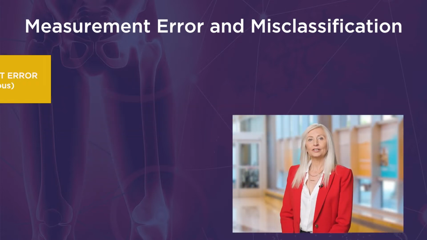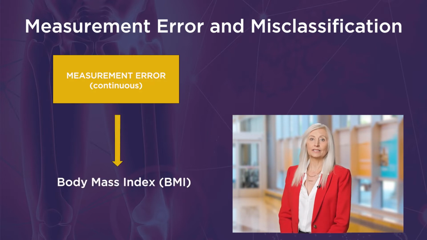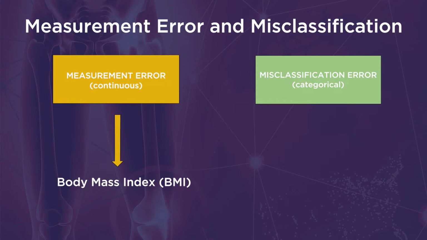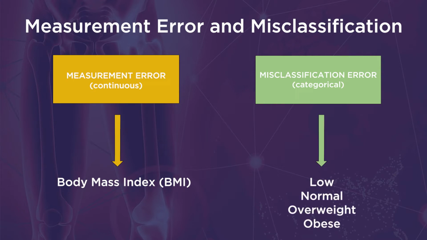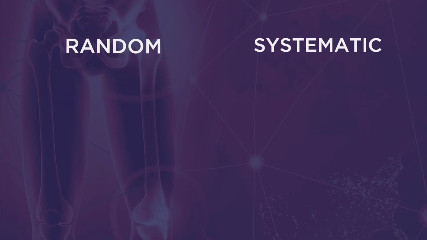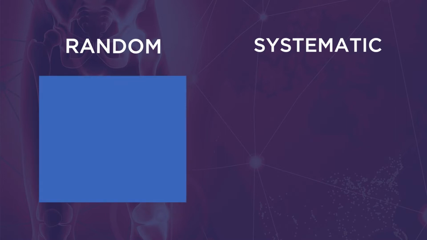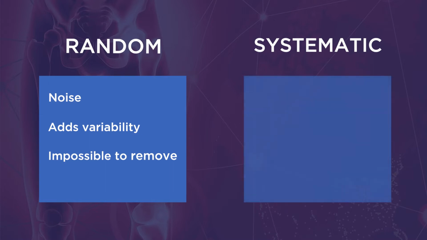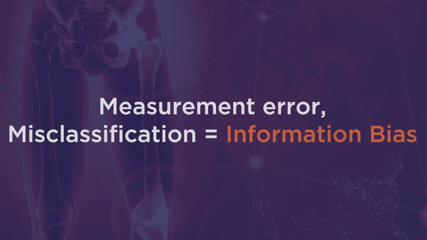Typically, the term measurement error is used for continuous variables such as body mass index. When this error affects a categorical variable, it is referred to as misclassification. For instance, misclassification of individuals across categories of BMI. Measurement error can be random or systematic. Random measurement errors are unpredictable changes in the data that occur by chance alone. Sometimes referred to as noise, random error adds variability to the data, and it's almost impossible to eliminate in observational studies. Systematic error, on the other hand, is an error that always affects the measurement in a similar direction or magnitude. It is predictable and can be reduced. Bias arising from these types of error is also referred to as information bias.